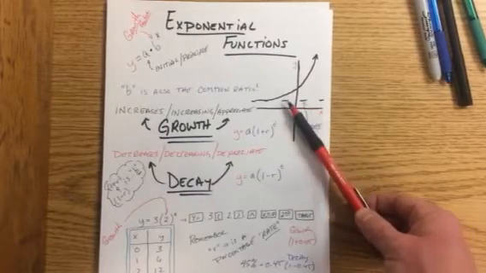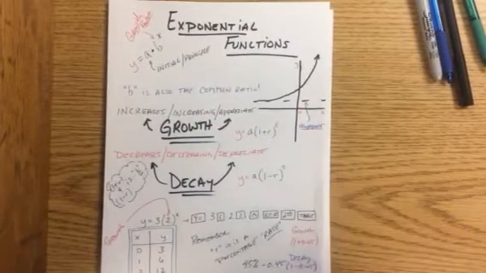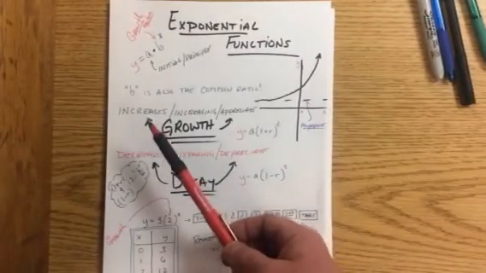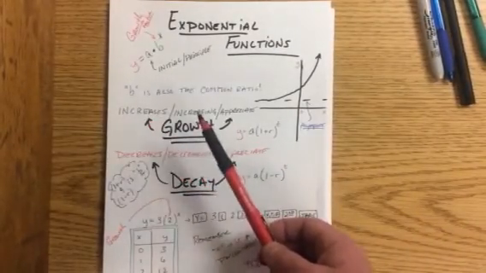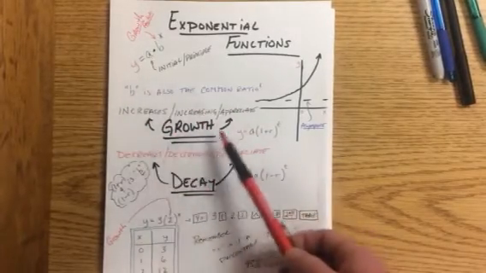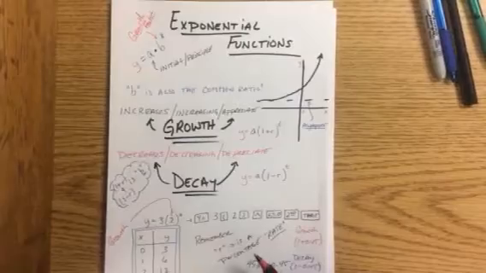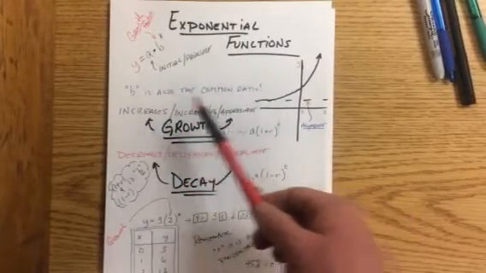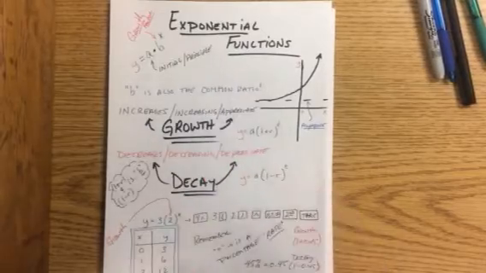This dotted line is an asymptote, which we will talk about. If you want to look that up, be my guest. Words like increases, increasing, or appreciate are all synonymous with growth. Remember that b is also the common ratio. B is the common ratio.